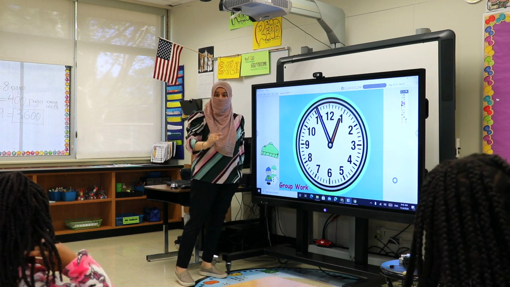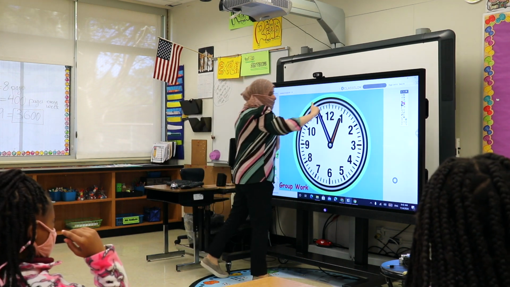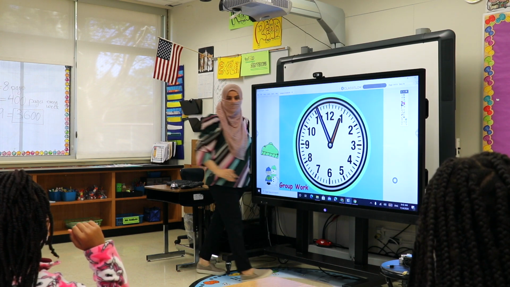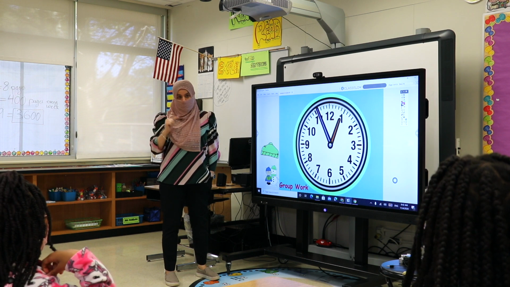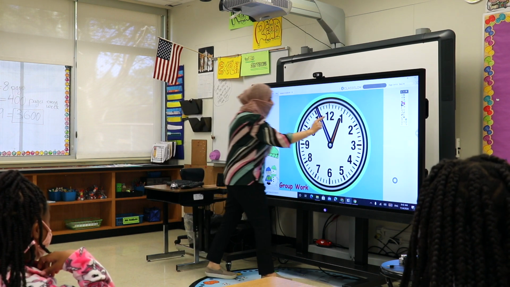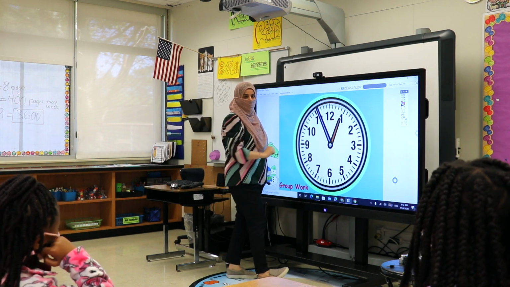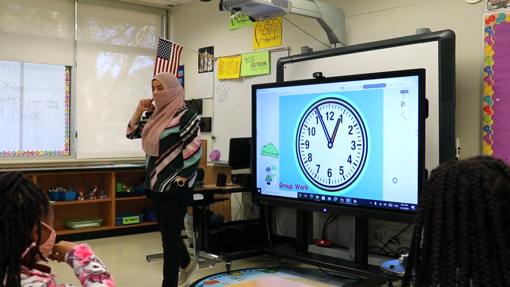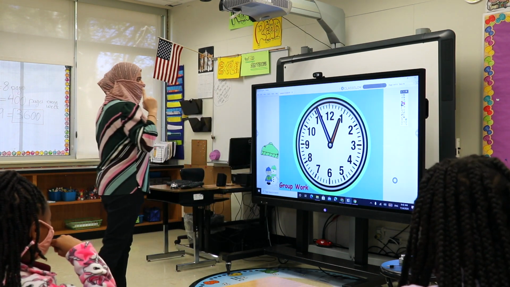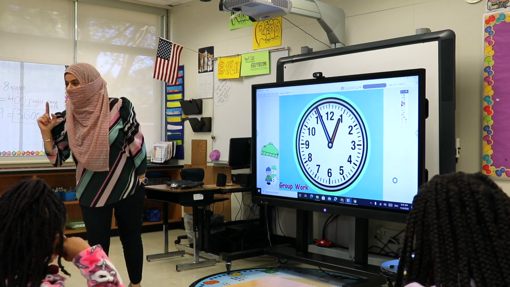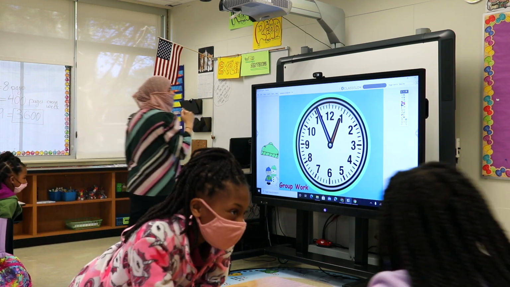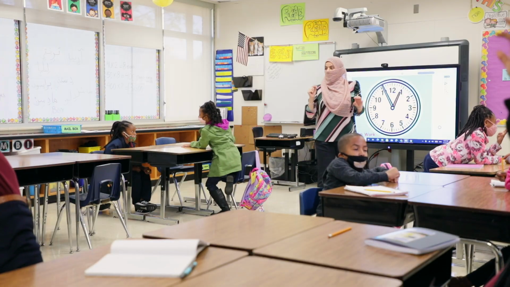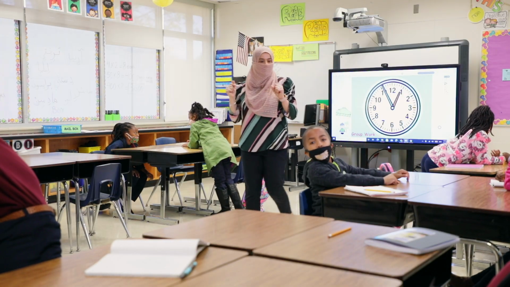It's making its way to 1. Why? Because that minute hand should finish the whole 60 minutes. The minute hand is about to finish the 60 minutes trip, right? So that means it's not 1 yet. It is about to be 1. How many more minutes till it's 1? Group work. How many more minutes till it's 1 o'clock?